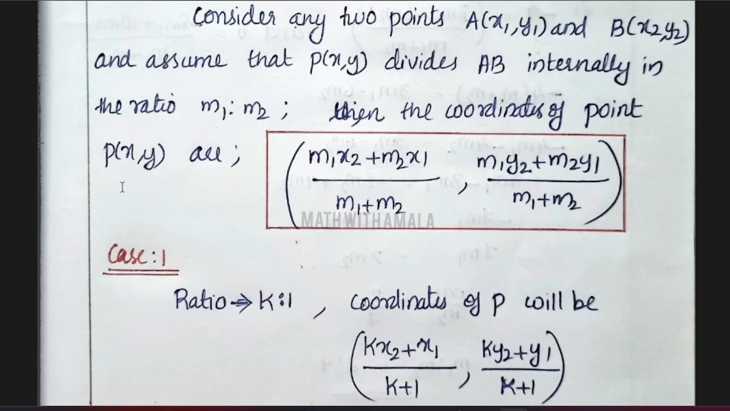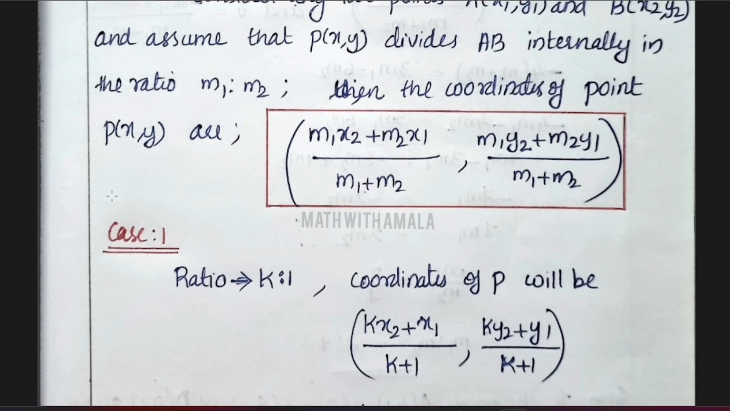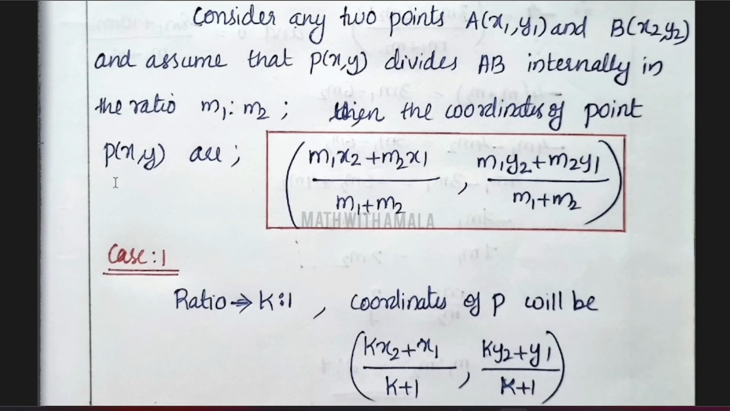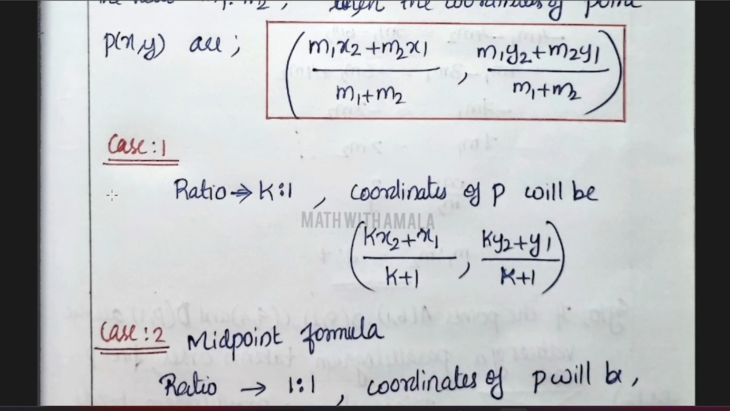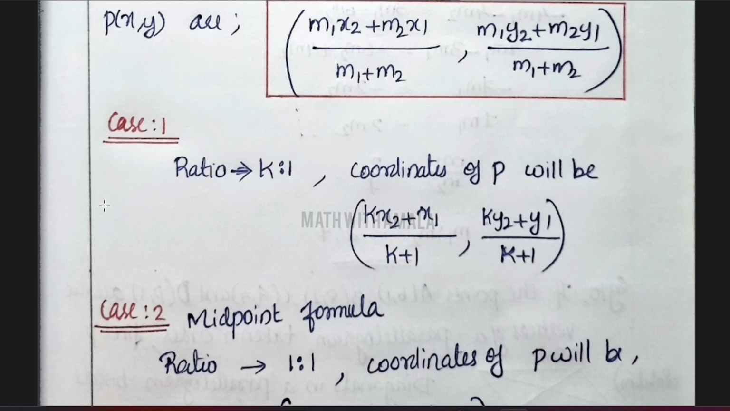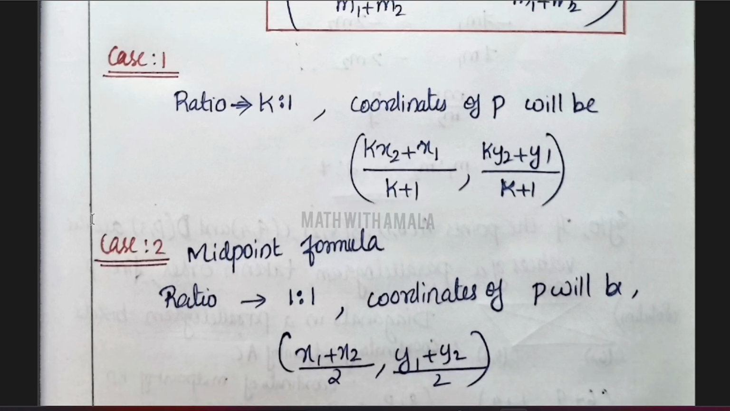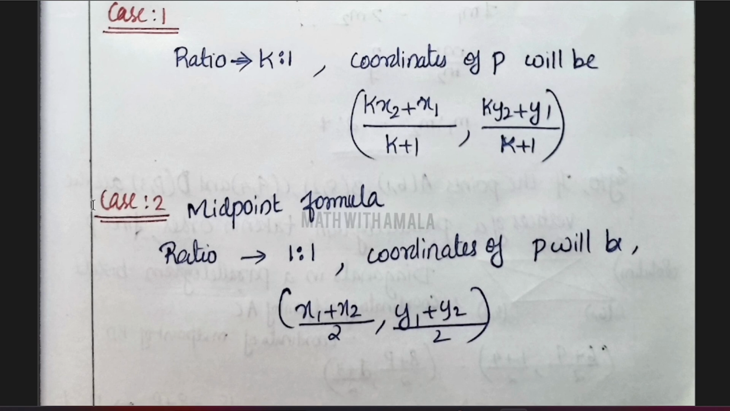Generally, the section formula can be considered for any 2 points A, B, and assume that P divides AB internally in the ratio m1 is to m2. Then the coordinates of the point P are m1 x2 plus m2 x1 by m1 plus m2, m1 y2 plus m2 y1 by m1 plus m2. Here the denominator is same, only there is change in the numerators. Here we have some cases. When the ratio is k is to 1, coordinates of P will be kx2 plus x1 by k plus 1, comma ky2 plus y1 divided by k plus 1.